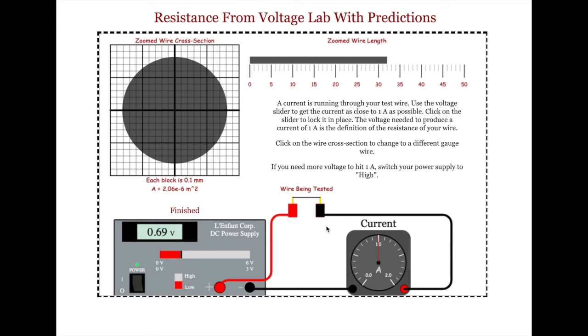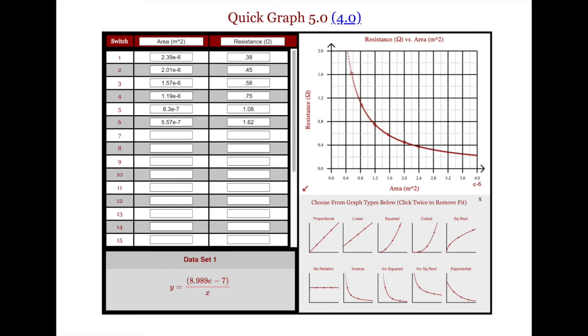Once you do this for one cross section, you can change the cross section, click on your slider to make it move again, adjust it to a new value, and record your voltage, which again is your resistance, and the area of the cross section of the wire. Once you collect enough data, you can graph it. You should get an inverse relationship, and you should get an equation, including graph constant.